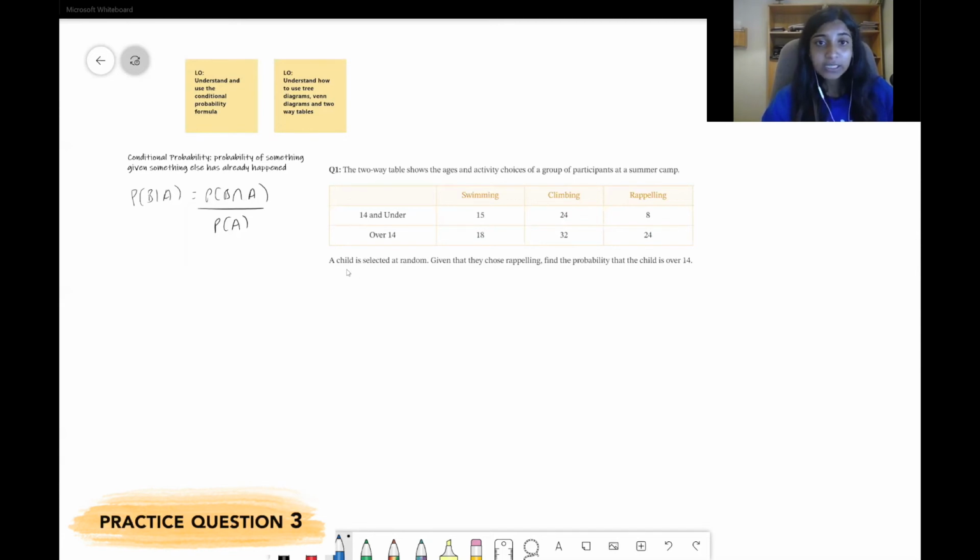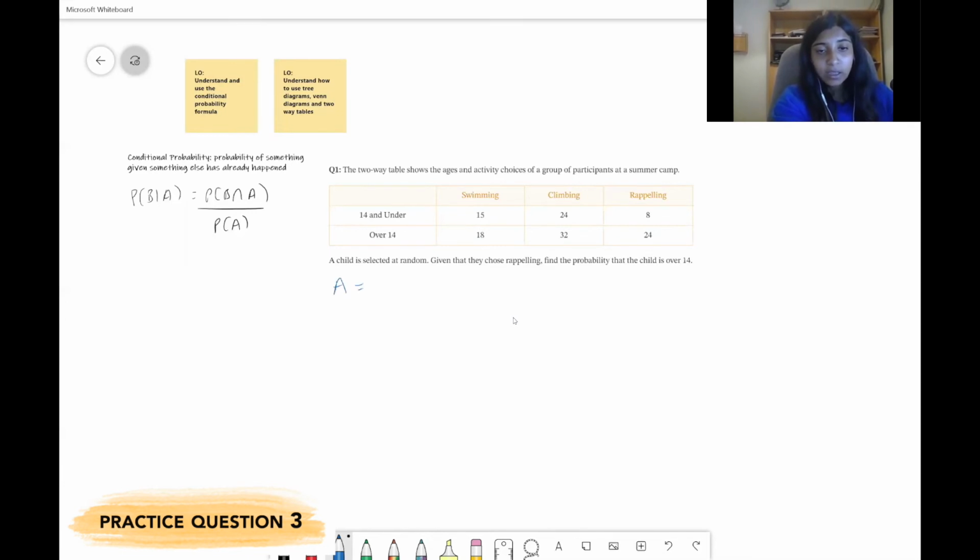So we have a question here. Feel free to try it out for yourself if you want to. The two-way table shows the ages and activity choices of a group of participants at a summer camp. A child is selected at random. Given that they choose rappelling, find the probability that this child is over 14. So let's label 2 events. Let's label A as being rappelling, and let's label event B as being over 14.